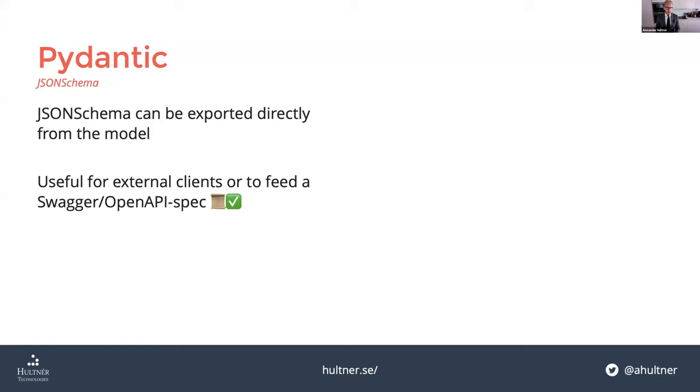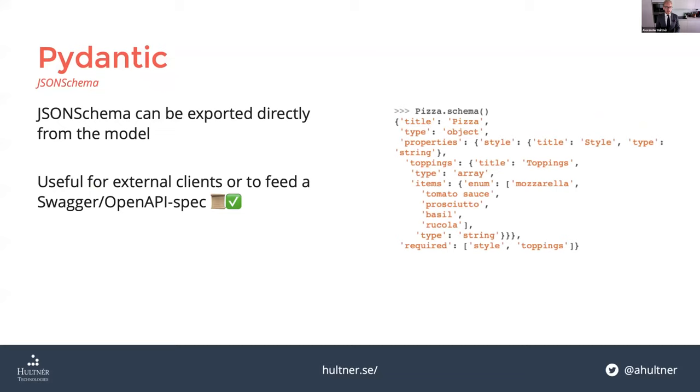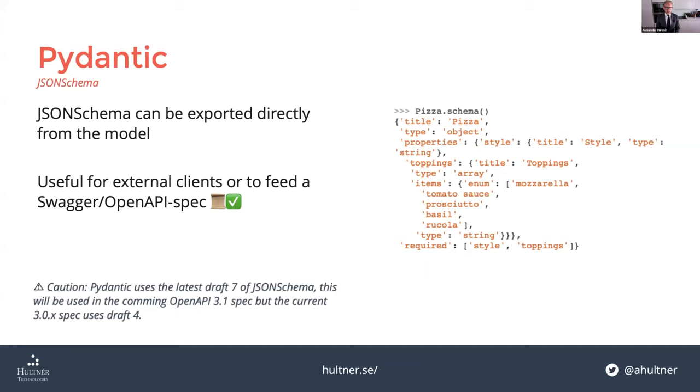And JSON Schema, you've probably heard about JSON Schema. It's basically a schema for your JSON objects, so you can have better validation. OpenAPI and Swagger use these for their specifications, and Pydantic has built-in support for them. It's draft 7, which will be the standard in OpenAPI 3.1, just so you know.